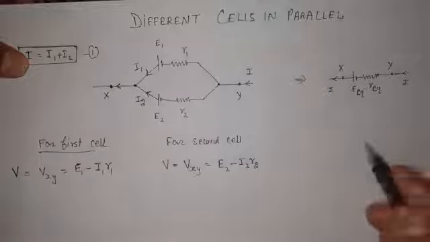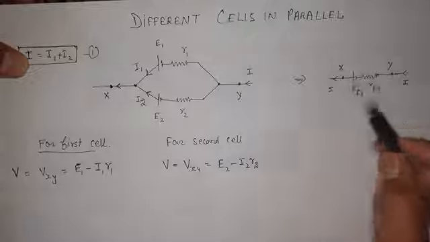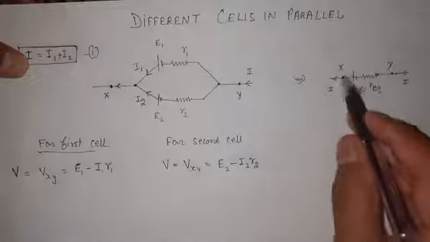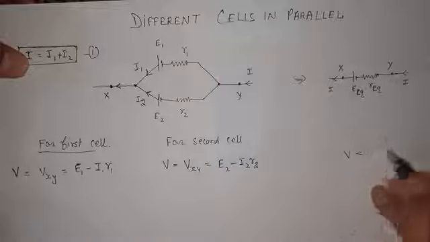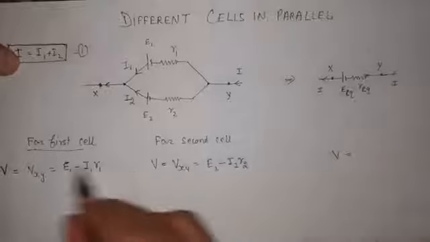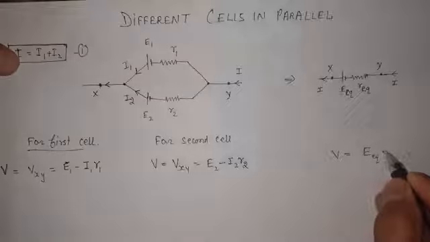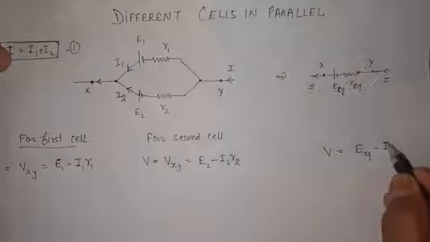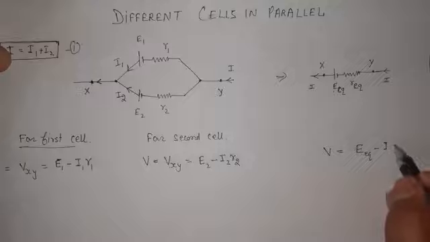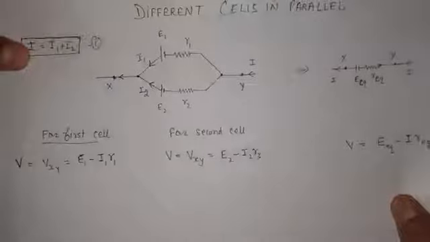Okay, and over here when I replace them with a single cell, तो इस सिंगल सेल के लिए इन दो पॉइंट के बीच का पोटेंशियल डिफरेंस क्या होगा? So this will again be X Y, and this X Y is V. So it is equal to its EMF, E equivalent, minus the current that comes out of it, I, and its internal resistance, that is R equivalent. Okay, this is over here.